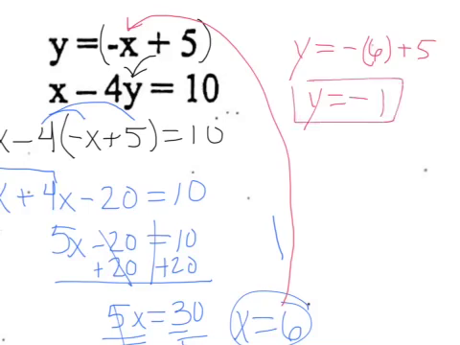So now I have x and y. Again, you're still not entirely done. Remember that your answer goes in the form of an ordered pair. So what is your answer? 6, negative 1. Yep, x first always, and then y. And there is your answer.